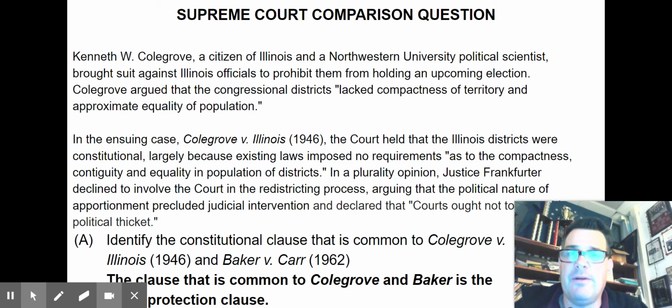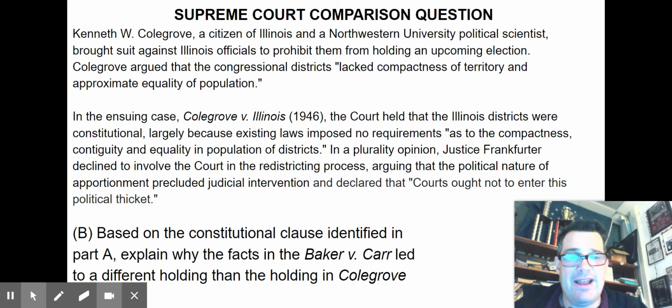All right, second part. All right, you are now going to write an answer for B. Remember, B is 2 points. Based on the constitutional clause identified in Part A, that means you should mention the constitutional clause somewhere in your essay. Explain why the facts in Baker versus Carr, so that means explain the facts of Baker versus Carr, led to a different holding than in the holding in Colgrove, which means you should be talking about the facts in ruling in Colgrove to describe that difference. All right, so you're talking about the facts in Baker, the facts in Colgrove, and why the ruling is different. And make sure you mention that constitutional clause. Go ahead and write that. Pause right now.